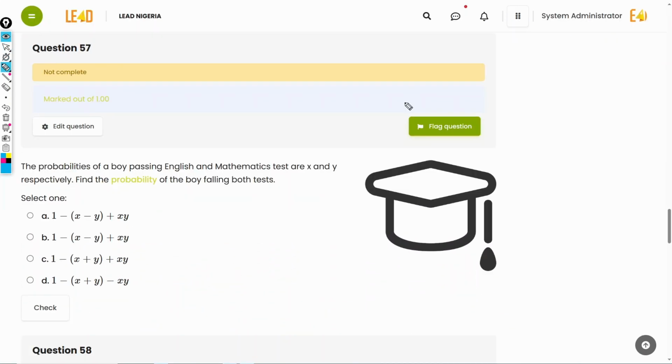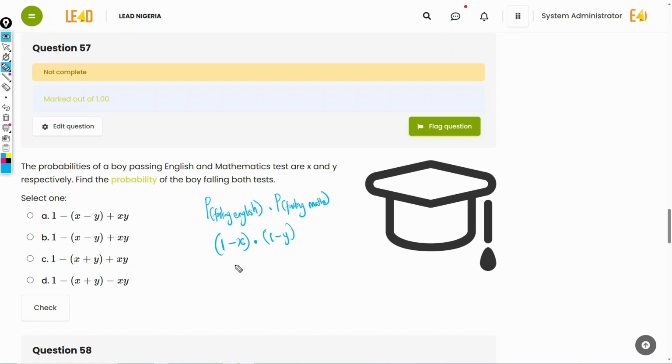The probabilities of a boy passing English and mathematics are X and Y, respectively. Find the probability of the boy failing both tests. So that will be the probability of failing the first one, the probability of failing English, times the probability of failing maths. So the probability of failing English is 1 minus X, and the probability of failing maths is 1 minus Y.